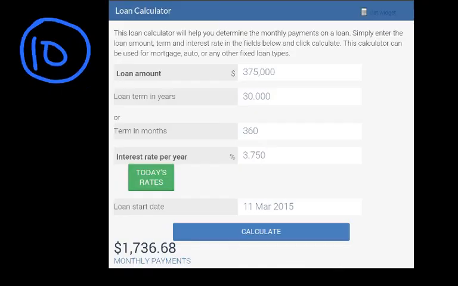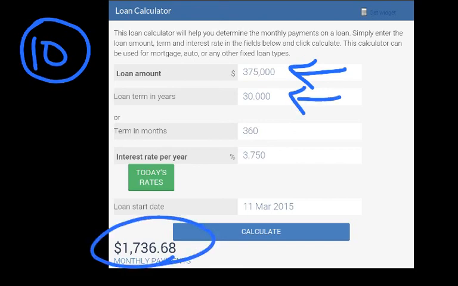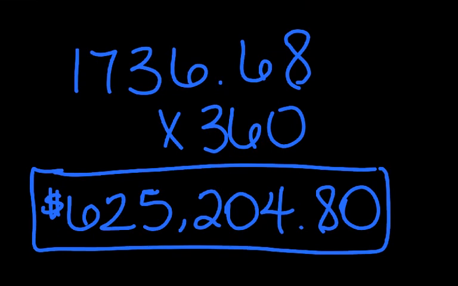Now, number 10 is another mortgage payment. If you're a big baller and you're able to buy a house that's $375,000, pay for it for 30 years, your payment is $1,736.68. You will end up paying for that house $625,204.80.